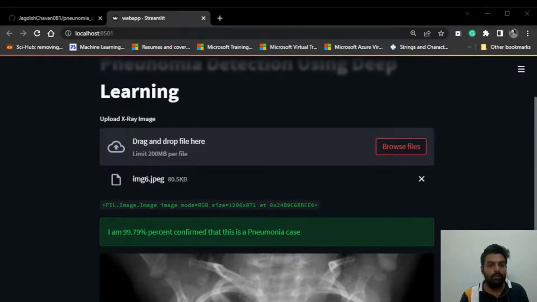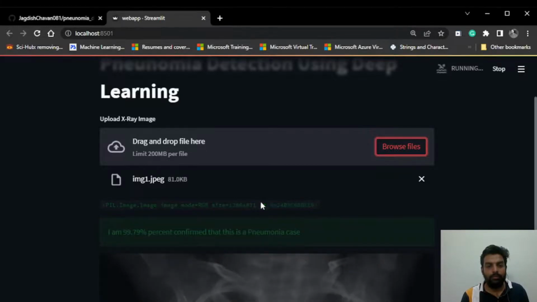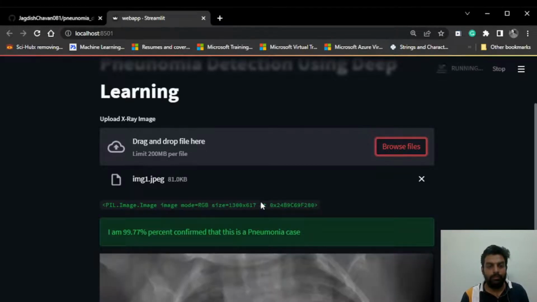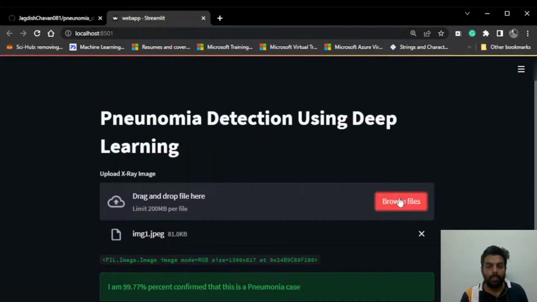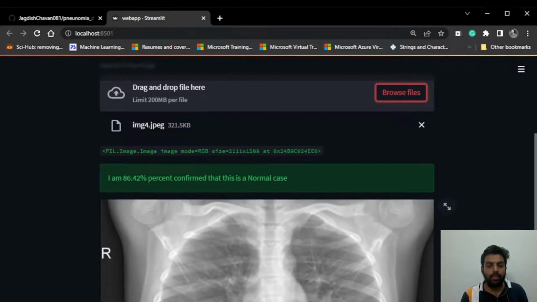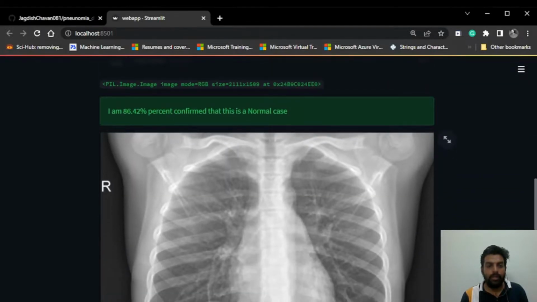Again, we will be selecting some random image. Okay, again it is 99.77% confirmed that this X-ray also belongs to a pneumonia positive case. Okay, and we will be selecting this last image for the demonstration purpose, and again you can see our model is predicting that 86.42% confirmed that this is a normal case X-ray image.